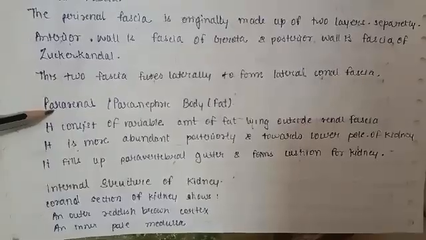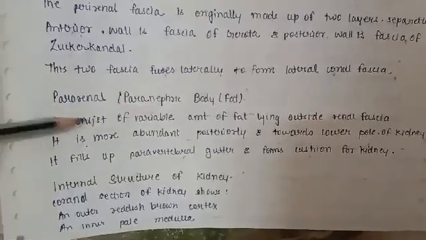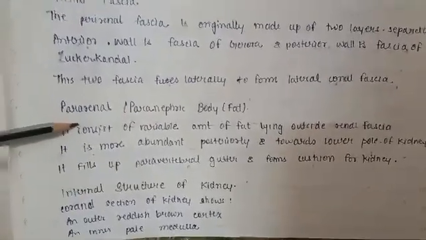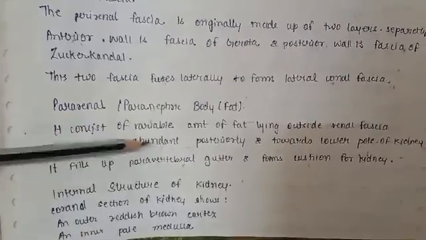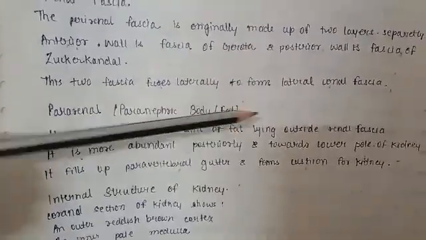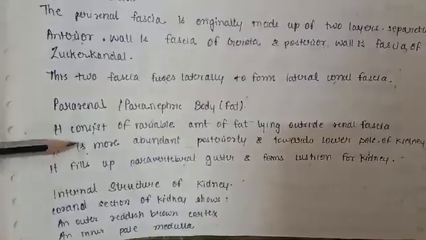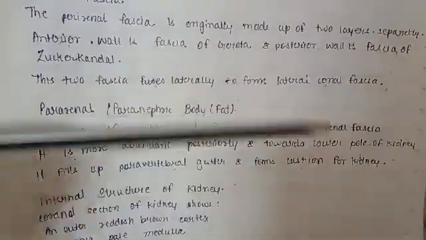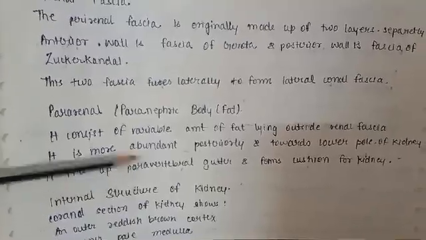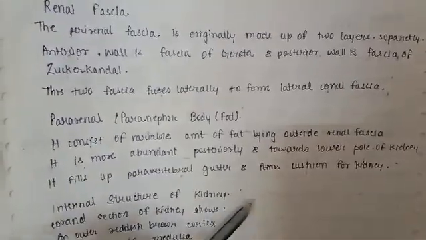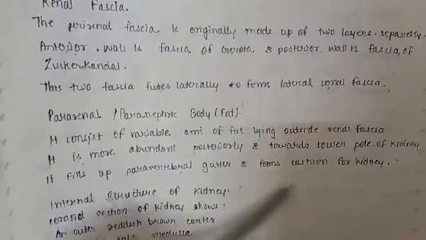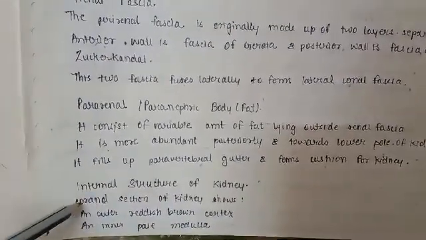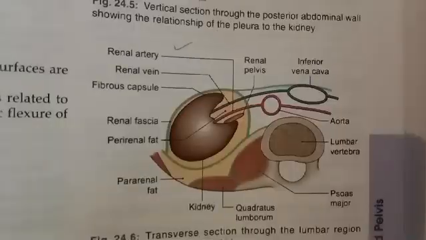There is pararenal fat, which consists of a variable amount of fat lying outside the renal fascia, and it is more abundant posteriorly and towards the lower pole of the kidney. It fills up the paravertebral gutter and forms the cushion for the kidney. Then there are the internal structures of the kidney.